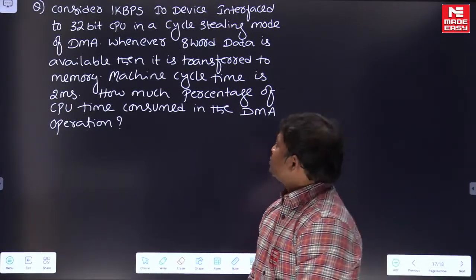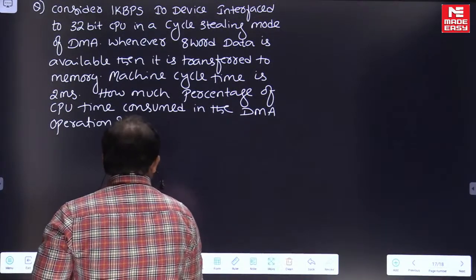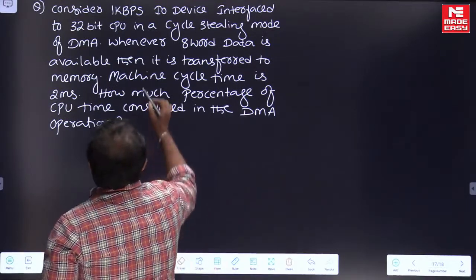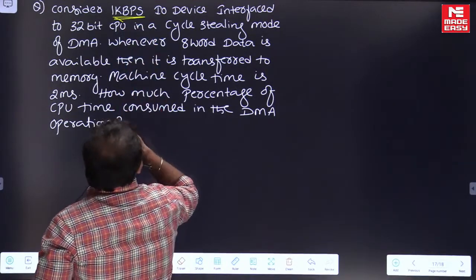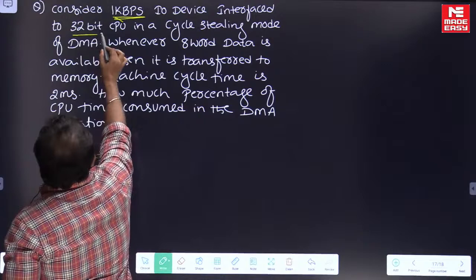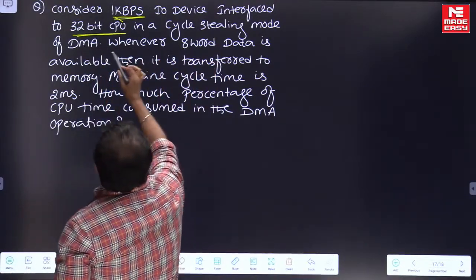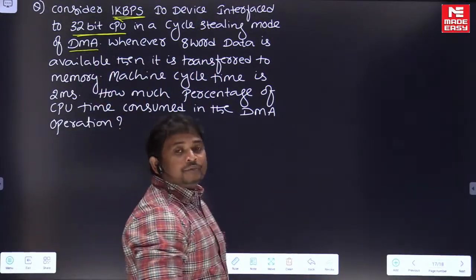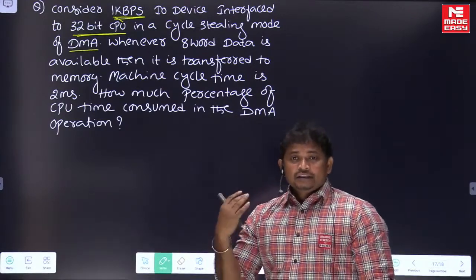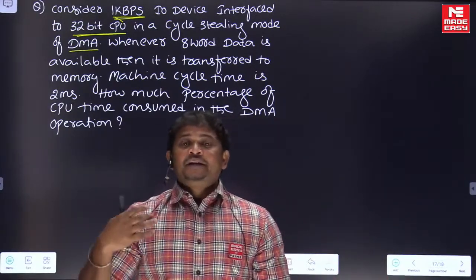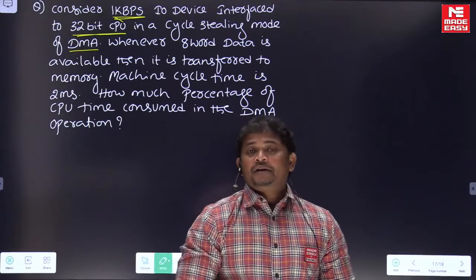DMA related question. Consider a 1 kbps IO device interfaced to a 32-bit CPU in cycle stealing mode of DMA. You know the DMA concept: without CPU involvement, data will be transferred from IO to main memory.